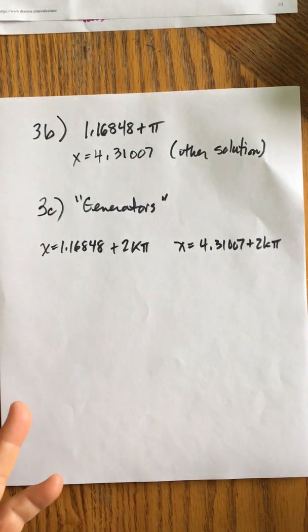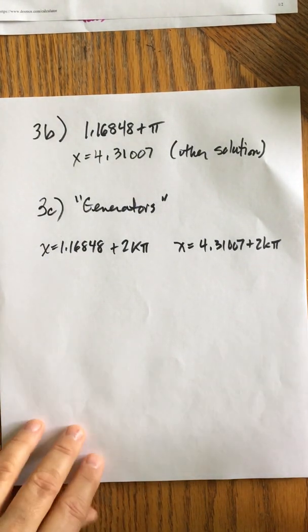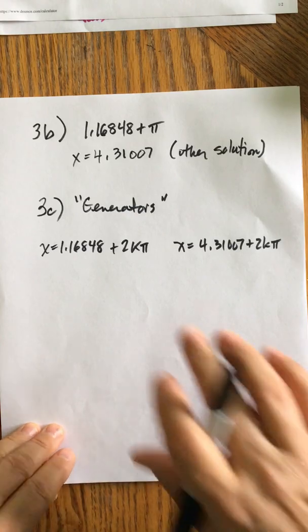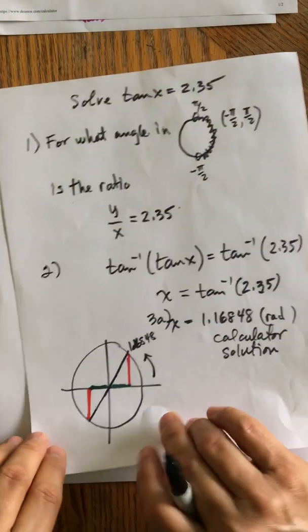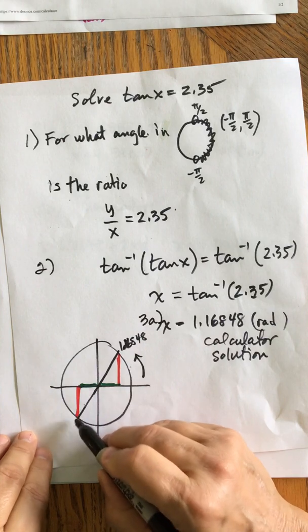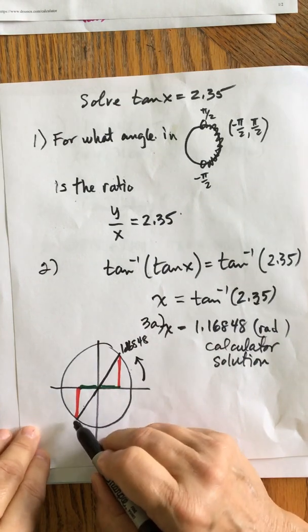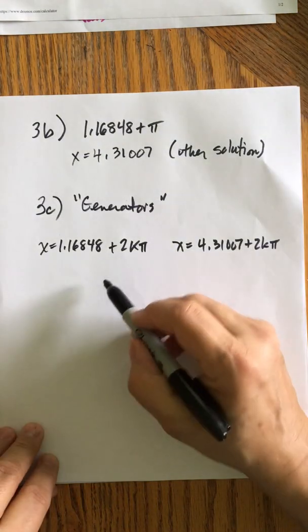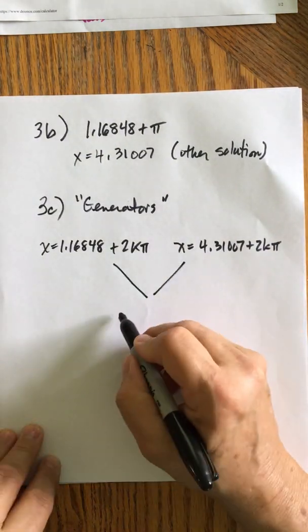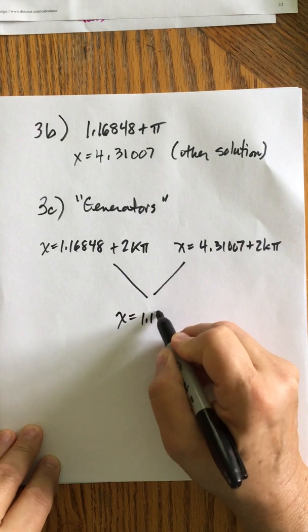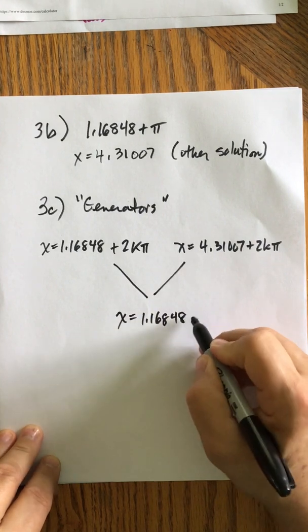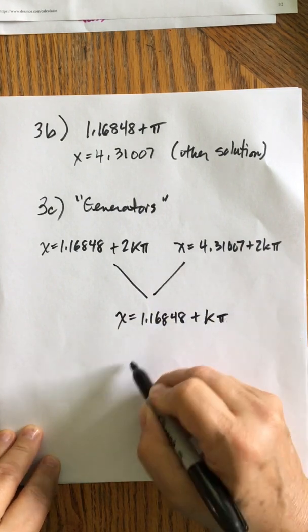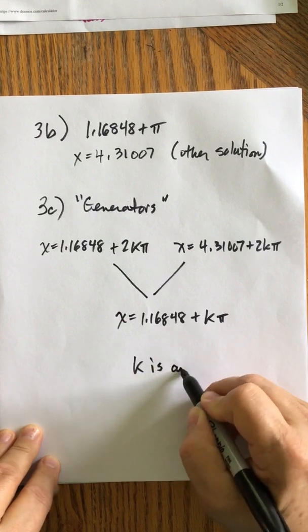The truth is they are equidistant. So in this case, we really can come up with one generator, since they're really just pi apart. That's what we see. If I start here, I'm only pi away from this solution. Then when I'm in this solution, I'm only pi away from that solution, and so on and so forth. So actually, I can combine these and just say x equals 1.16848 plus k pi. Again, k is an integer.